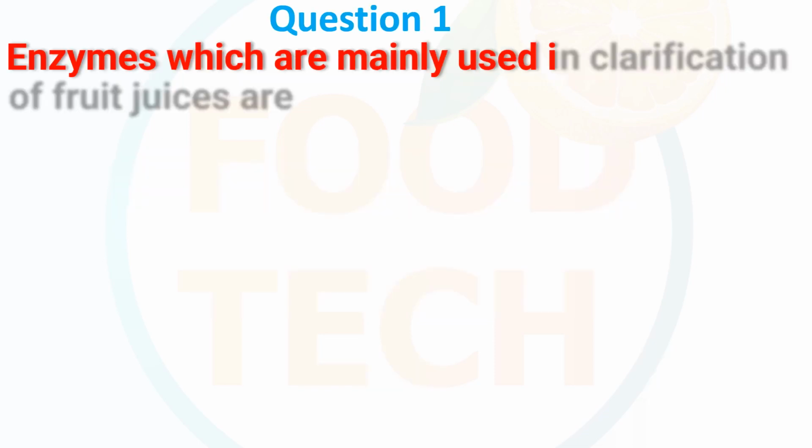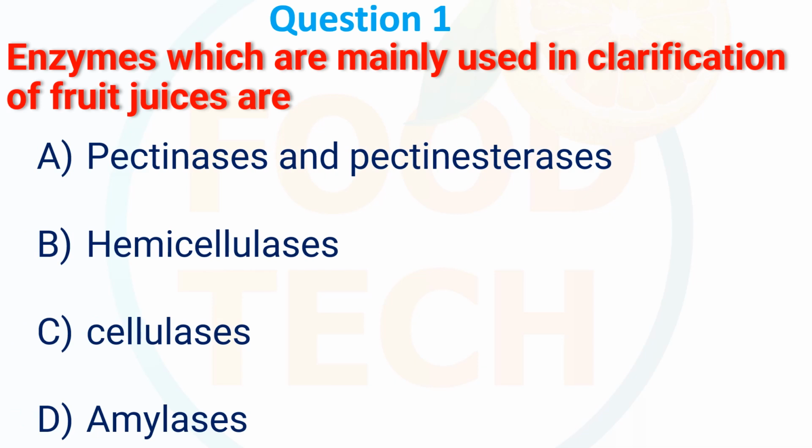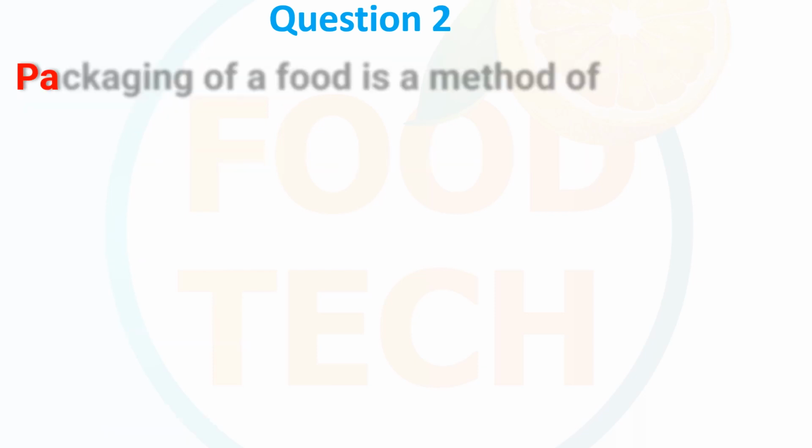Enzymes which are mainly used in clarification of fruit juice are: A. Pectinases and pectin esterases, B. Hemicellulose, C. Cellulose, D. Amylase. The answer is A. Pectinases and pectin esterases.